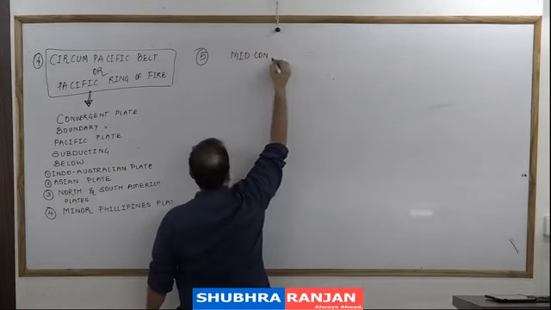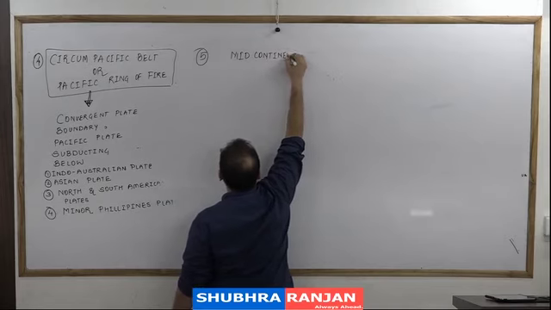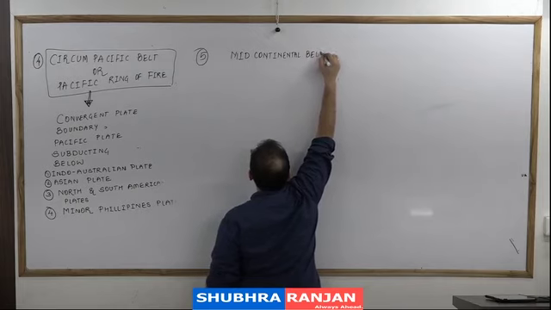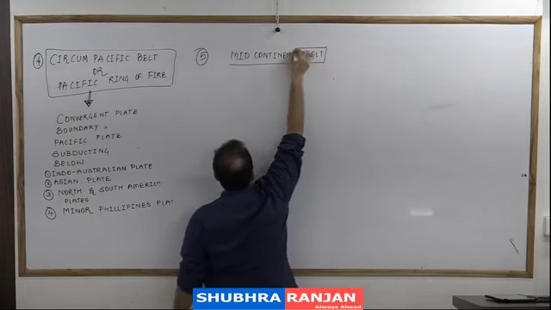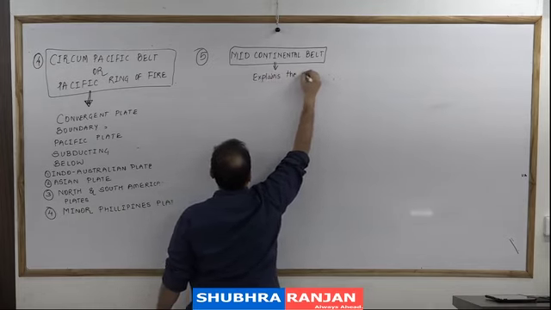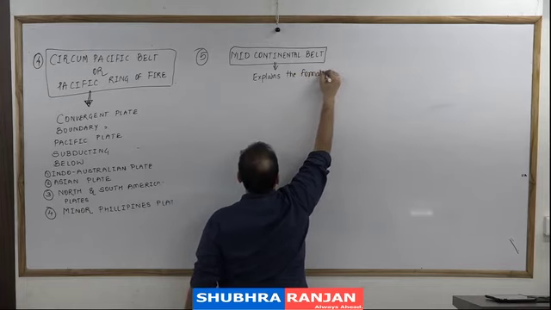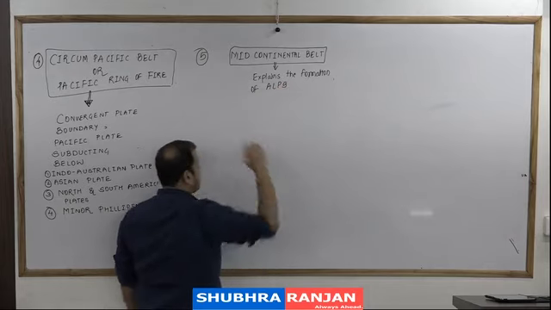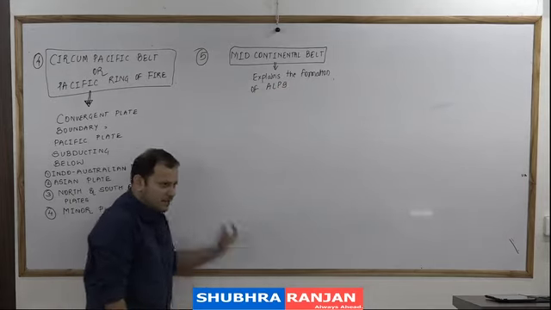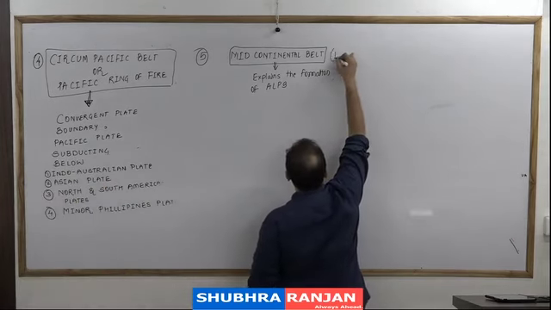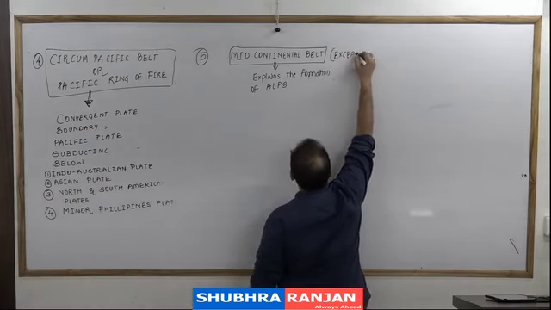Next example is the mid-continental belt. It explains the formation of Alps and also Atlas. But this mid-continental belt is for Alps, Atlas, except which mountains? Except Himalayas.